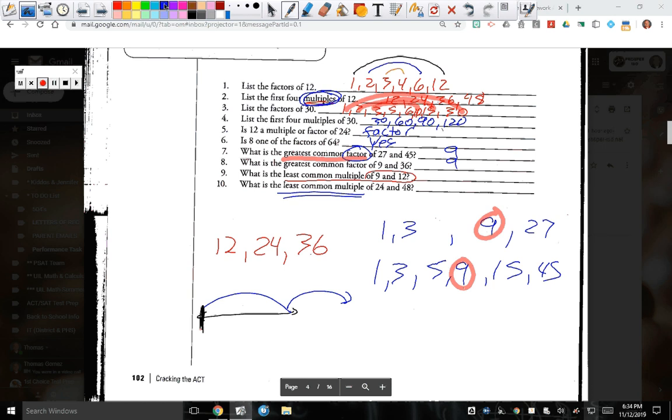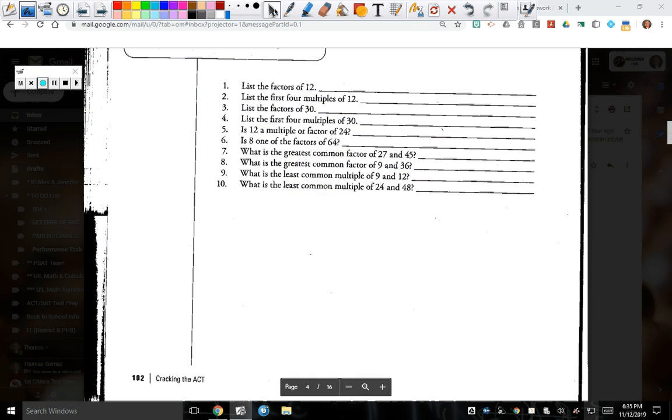36. And the way we do that is we broad jump. 12, 24, 36. Each is by 12. We broad jump. 9, 18, 27, 36. Each broad jump was by 9. But the least common multiple was 36. Okay? What's the least common multiple for 24 and 48? 48. Nice. Good stuff to know. Okay? You will be tested over those questions for sure.